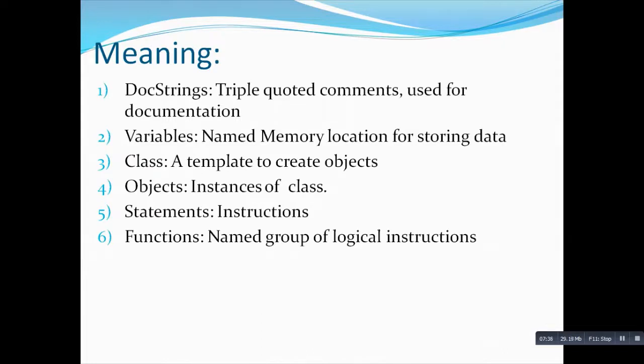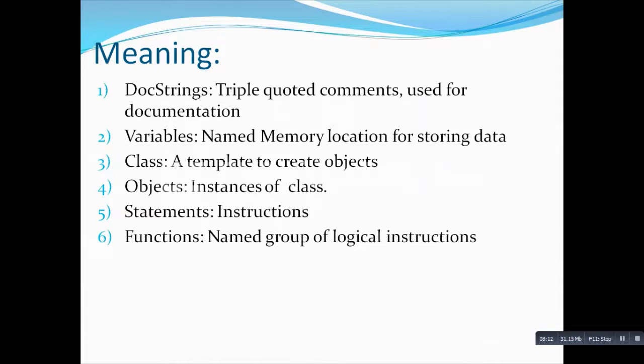Variables, you know what a variable is? Variable means a named memory location for storing data. What is a class? A class is a template to create objects. Now, whatever objects we have used so far, that is list and dictionary, are actually classes. They are objects of a class. So what are objects? An instance of a class is known as an object. So an instance of a class means you have created a class, now you want to use it, then you have to create an object first.